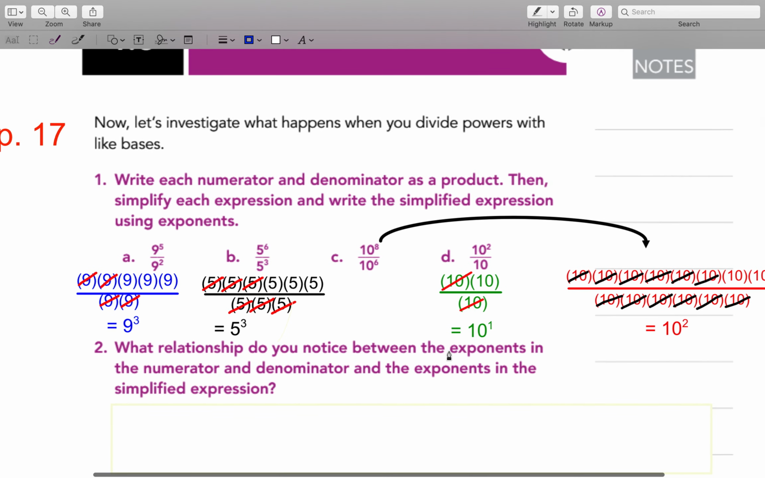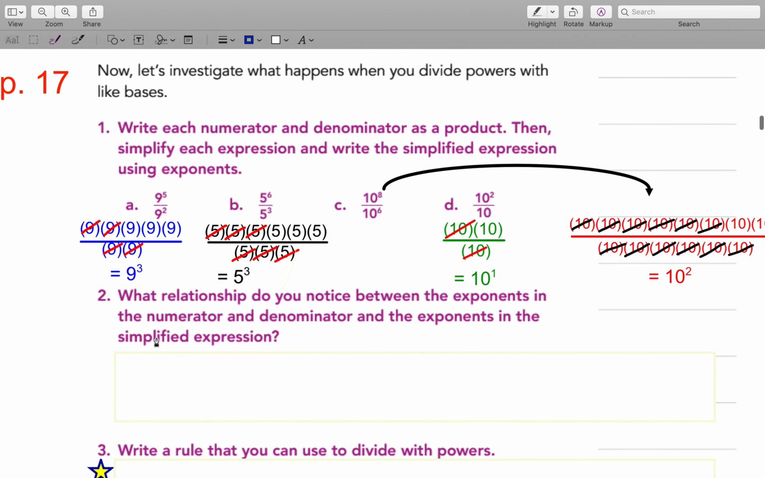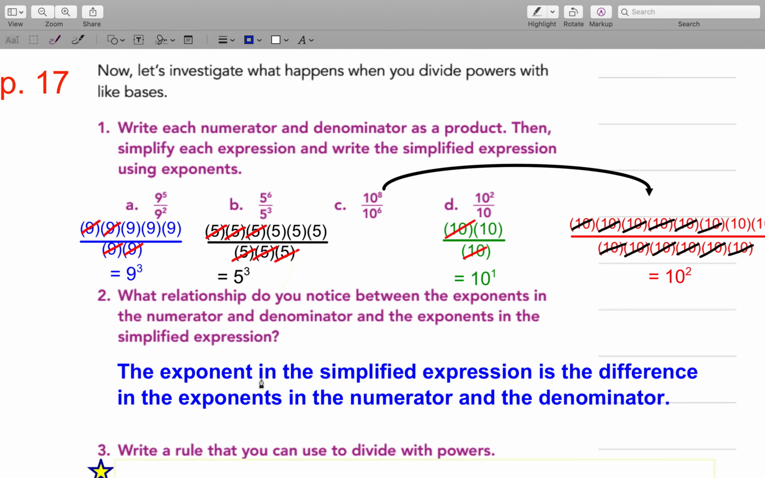So what relationship do you notice between the exponents in the numerator and denominator and the exponent in the simplified expression? We can say that the exponent in the simplified expression is the difference of the exponents in the numerator and denominator. So let's look back. 9 to the 5th over 9 to the 2nd. The simplified version was 9 to the 3rd. Notice how it's basically the difference of 5 and 2. So 5 minus 2 gives you 3.